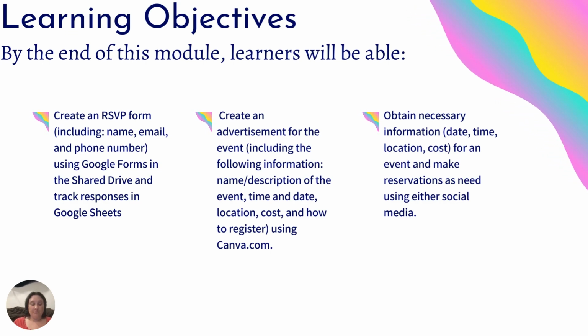The learning objectives for Module 2 are all related to event planning. By the end of the module, learners will be able to create an RSVP in Google Forms and track the responses in Google Sheets, create an event flyer in canva.com, and identify and contact vendors and venues for an event using social media.